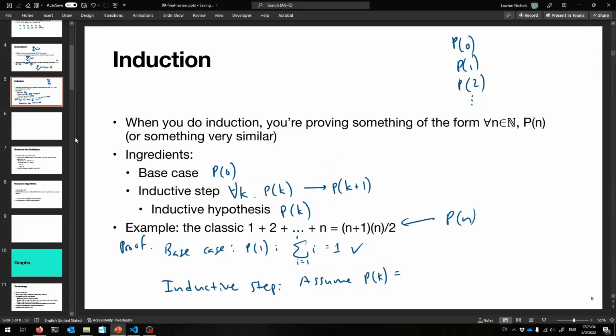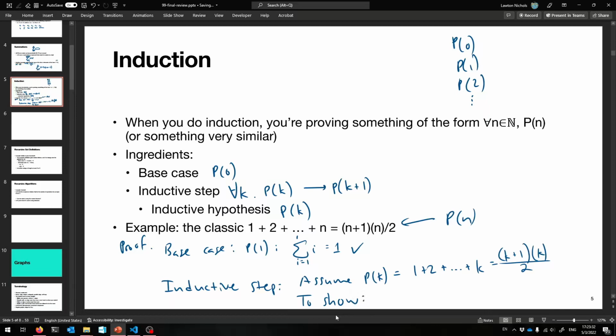And what is P of k? Well, it's just this predicate, replace n with k. Assume that 1 plus 2 plus dot dot dot all the way to k is equal to k plus 1 times k over 2. Yeah? So that's our inductive hypothesis that we get to use, and what we need to show, right, is P of k plus 1. It's a direct proof.